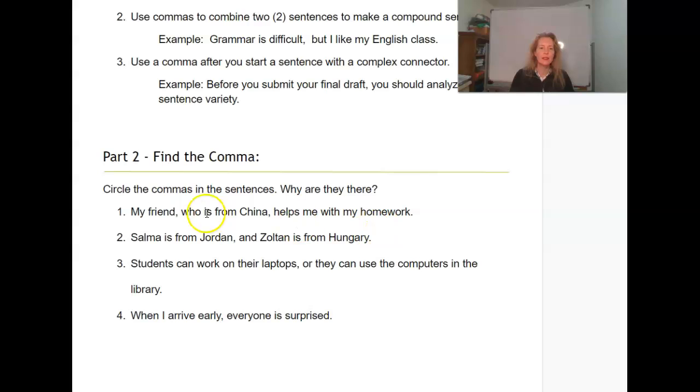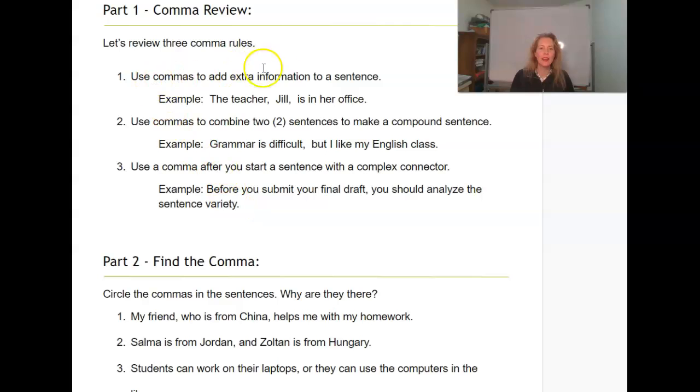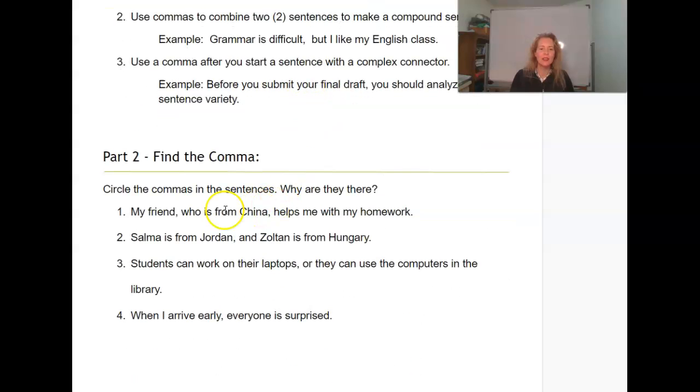Okay, so let's look at the commas in these sentences. Why are they here? Number 1, my friend, who is from China, helps me with my homework. So this is like rule number 1, right? I'm adding extra information in the middle between my friend and my verb, the subject and the verb. My friend, who is from China, kind of like on the side.